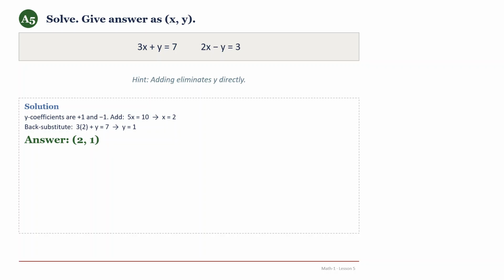A common mistake here is subtracting instead of adding when y coefficients are already opposite. Another trap is stopping at x equals 2 without finding y. A two-variable system needs both coordinates.